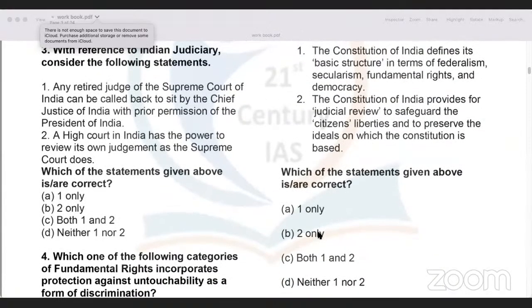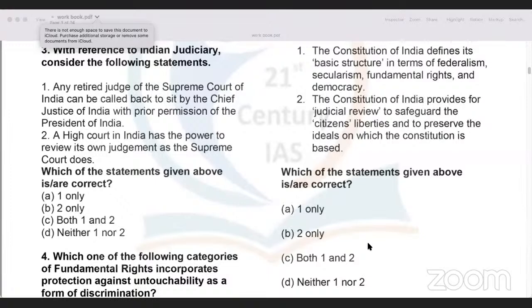So, which of these two statements are correct? You have been given the combinations: 1 only, 2 only, both 1 and 2, and neither 1 nor 2. And even this is taken from the UPSC previous year questions. Whatever polity questions we are discussing here are all previous year questions from 2020, 21 and 22.